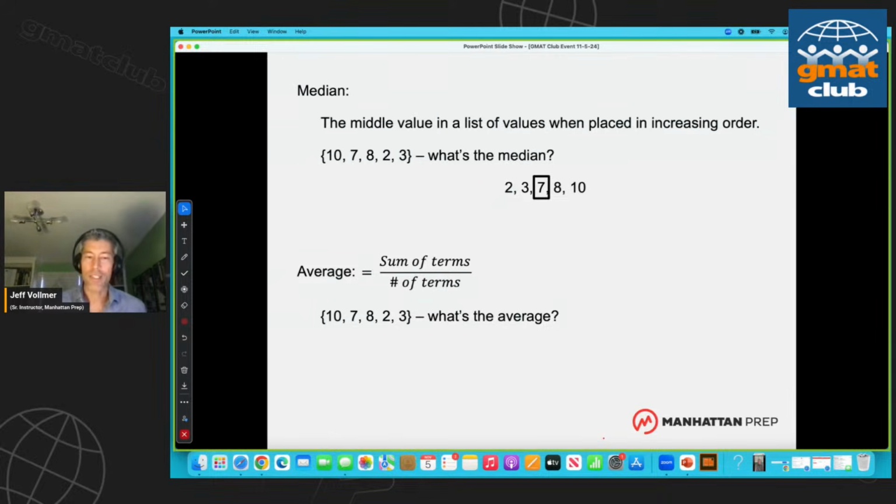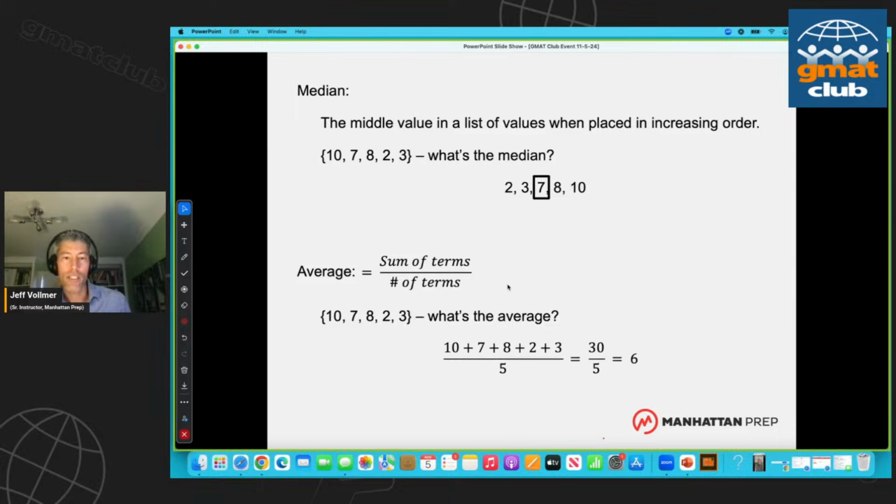That's right. Sometimes we'll see the average referred to as the arithmetic mean. Technically, there's a handful of different means out there. The arithmetic mean is the one that you really need to know. Another name for arithmetic mean is just average.